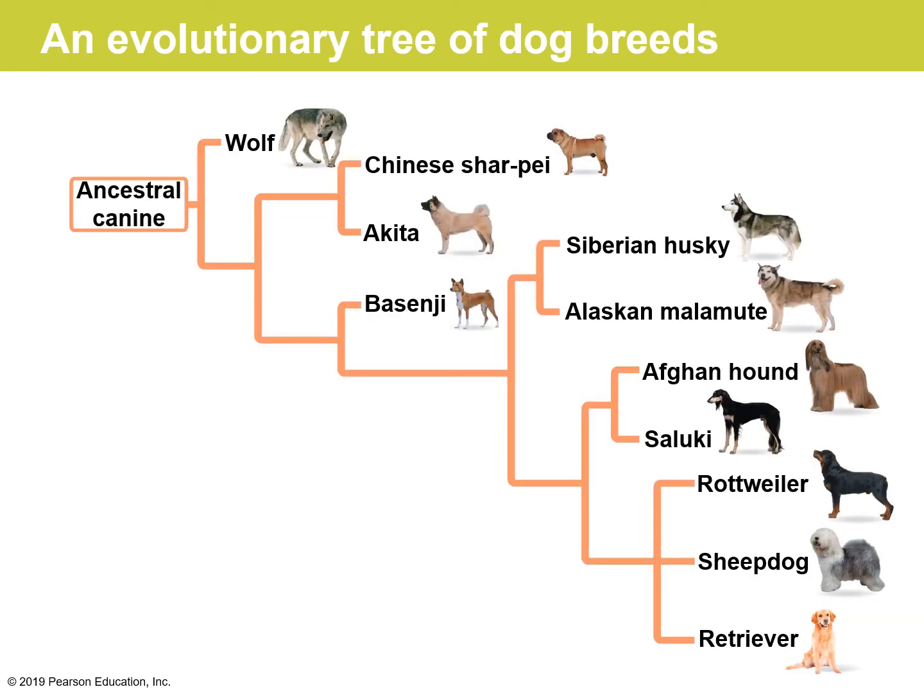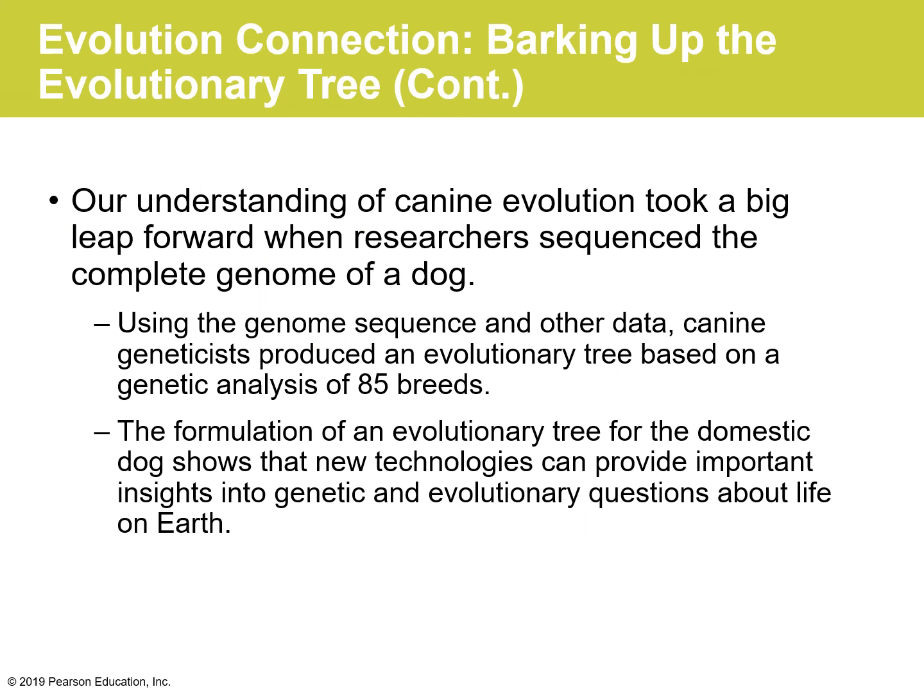An evolutionary tree of dog breeds. Genetic analysis has revealed the ancestral history of various dog breeds. When the dog genome was decoded, our understanding of canine evolution took a giant leap forward.